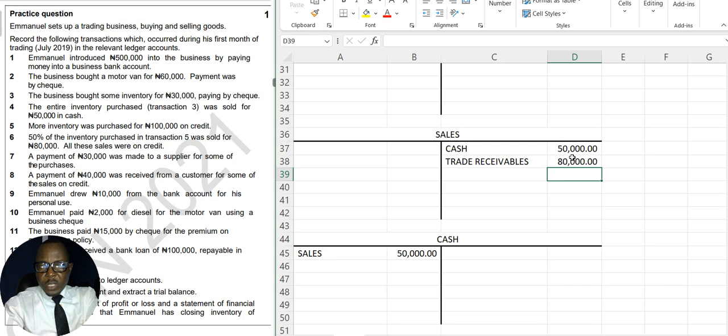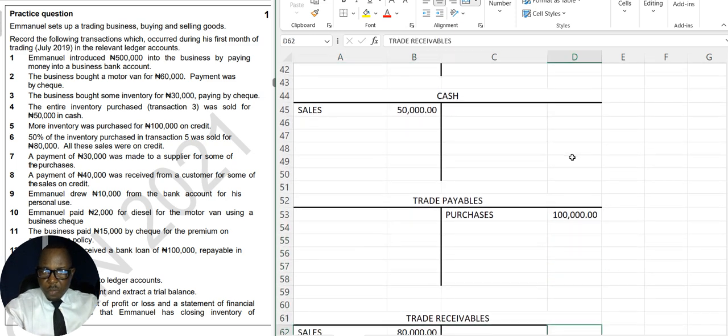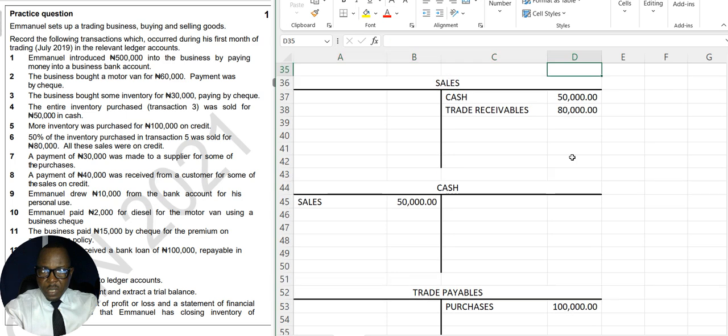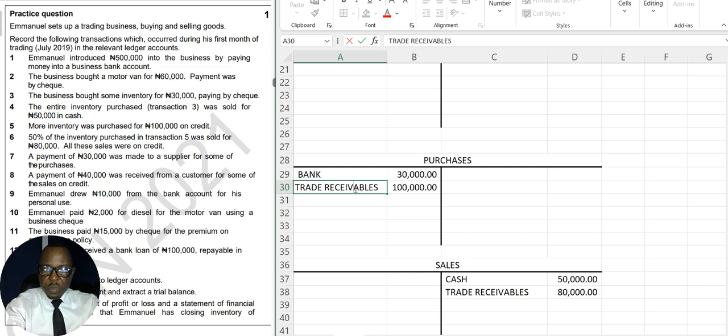Let's go to purchases to correct that payable. Purchases, trade payables. Okay, I think it's correct. Go back to purchases. This should be payables. Please correct it in your notes. Payables. All right, that does that. Next number.